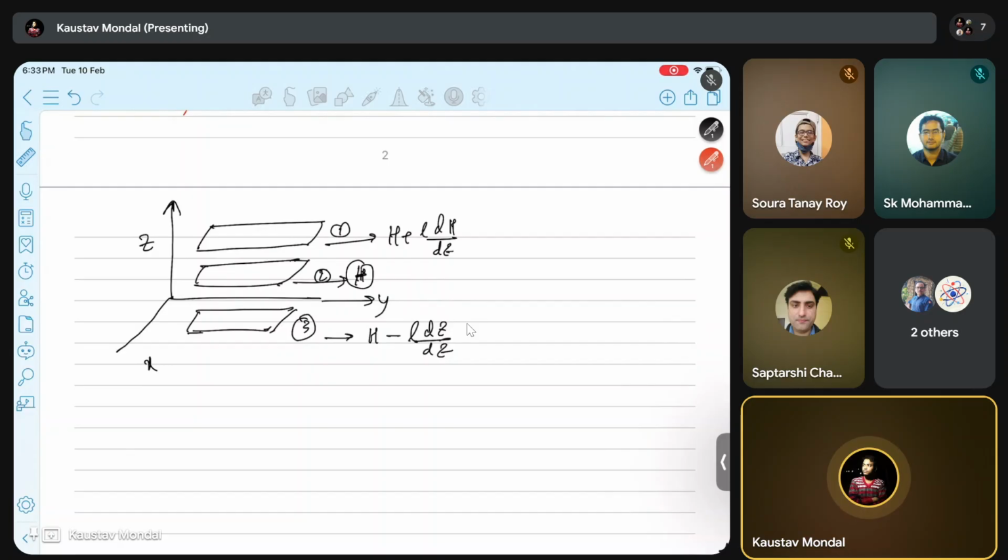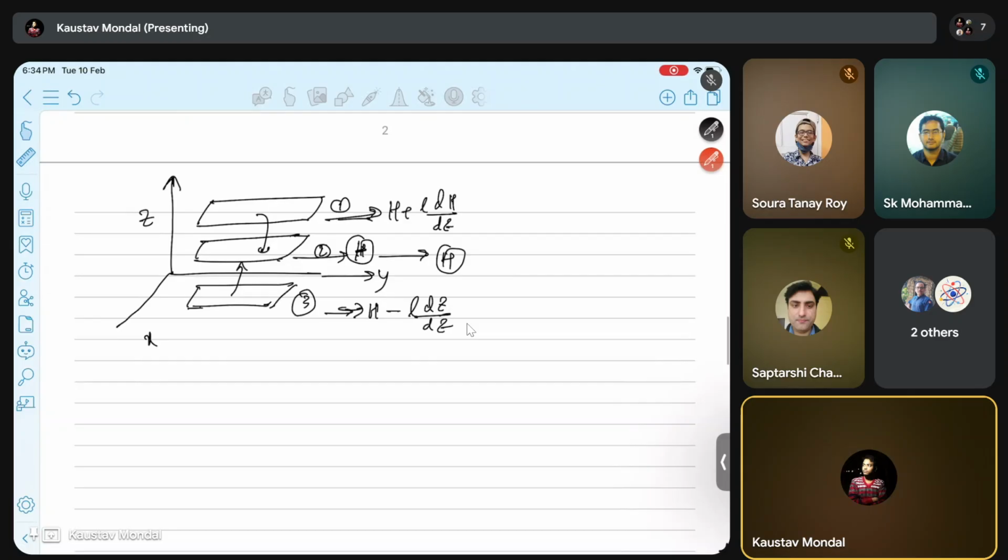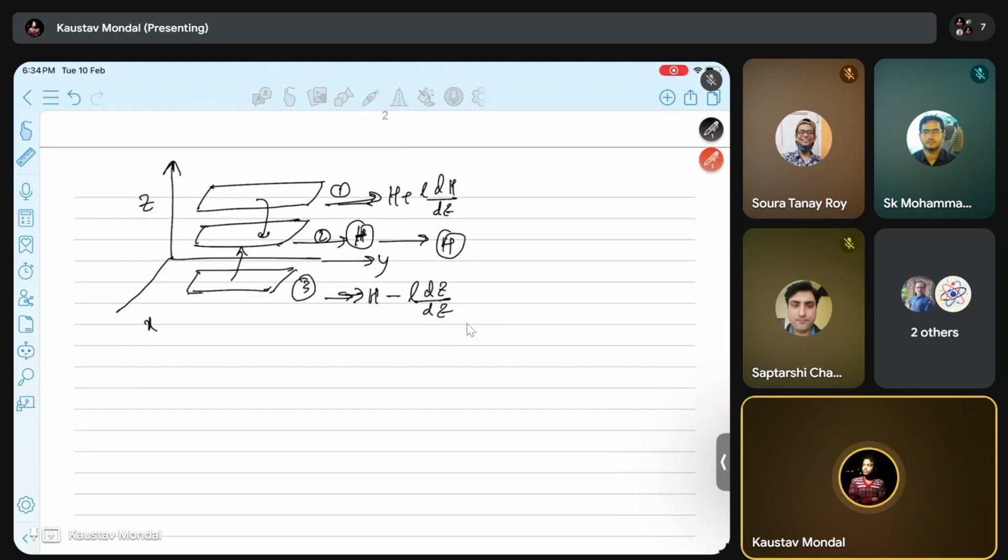So in order to calculate the flux, in order to attain equilibrium, the physical quantity in both layer 1 and layer 3 should attain the same value which the reference layer is having, that is h. So the molecules move from this layer to this layer, and this layer to this layer, in order to get that equilibrium value h. So the flux that is moving from layer 1 to 2 or layer 3 to 2, that we have to calculate.